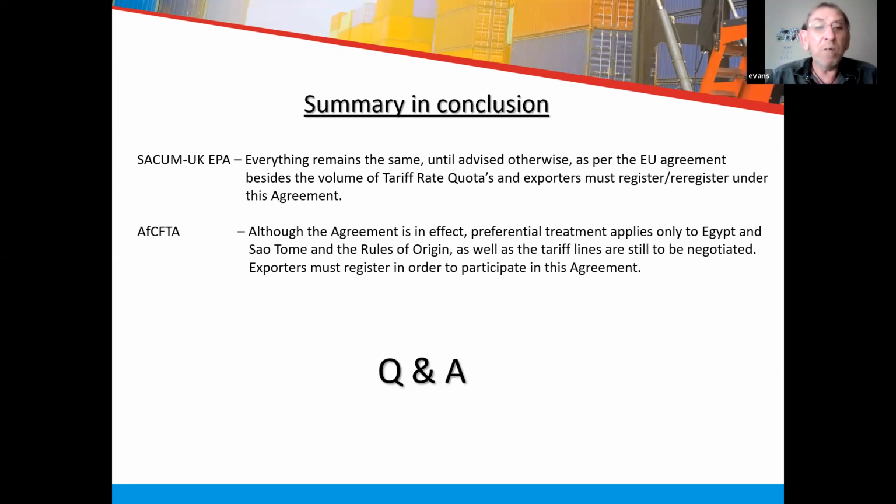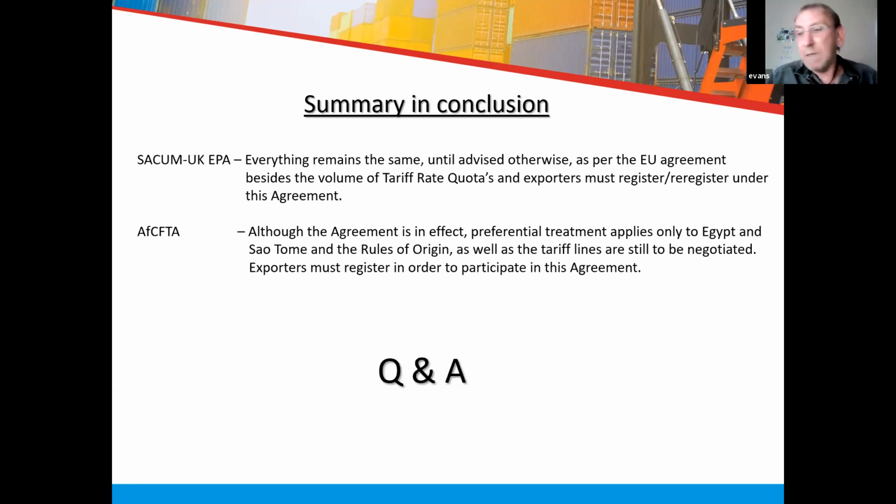The African Continental Free Trade Area, although this agreement is already in effect, preferential treatment applies only to Egypt and Sao Tome, and the rules of origin as well as the tariff lines are still to be negotiated. Exporters must register in order to participate in this agreement.